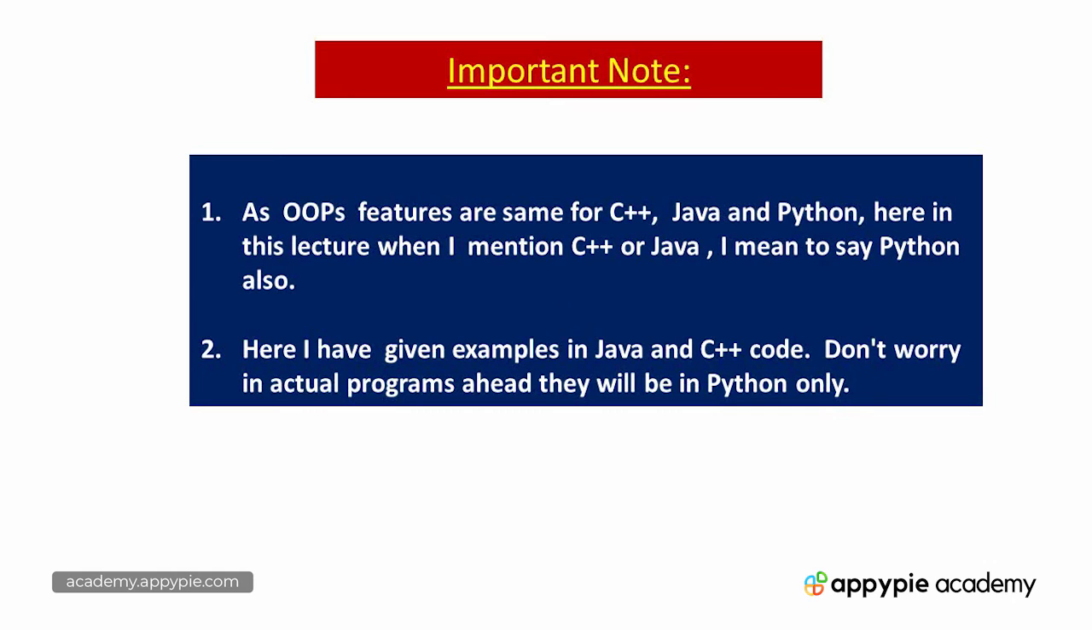See, as OOPS features are the same for C++, Java and Python, here in this lecture, when I mention C++ or Java, I mean to say Python also, right? Now, the second point is, in this lecture, I have given examples in Java and C++ code. Don't worry. In actual programs ahead, they will be in Python only.